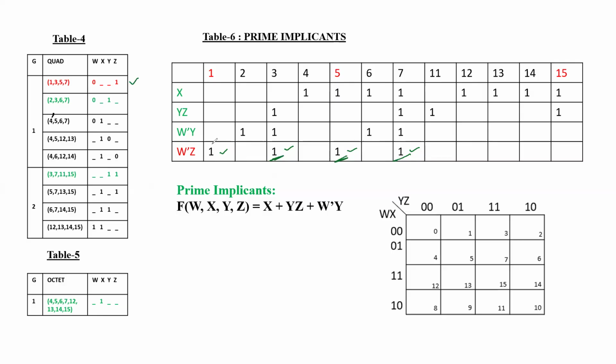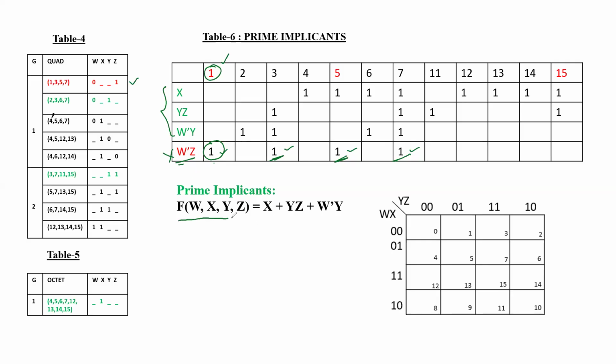Only the extra min term covered by W dash Z is what? It is 1, and that 1 is what here? It is the don't care condition. So we know that if we are not forced to consider the don't care, we need not. Since W dash Z is only going to cover the min term 1, that is the extra term, we can ignore this. So finally we have these three implicants X, YZ, W dash Y. Those things we have written here.